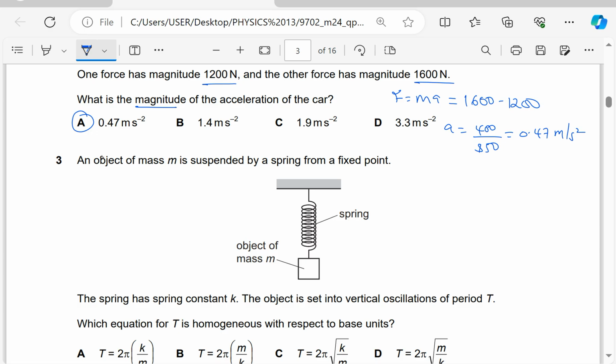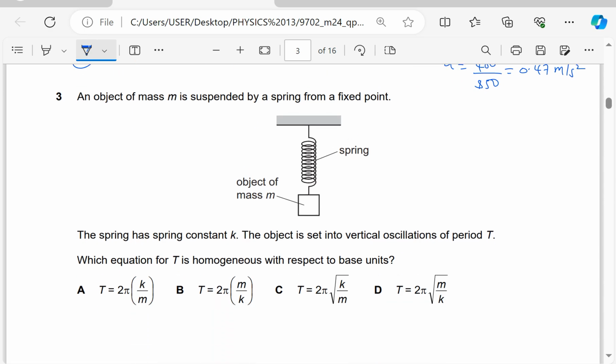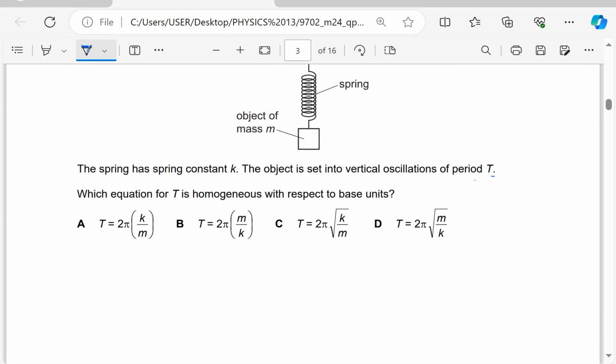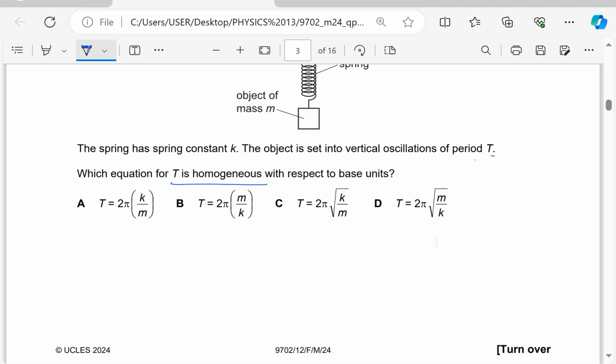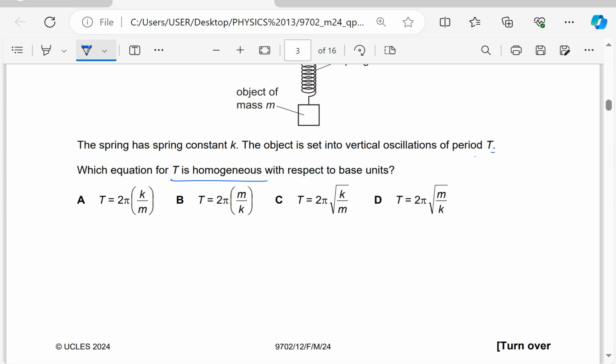An object of mass m is suspended by a spring from a fixed point. The spring has a spring constant k. The object is set into vertical oscillations of period T. Which equation for T is homogeneous with respect to the base units? So we just check the base units. T is period. The base units of T are going to be seconds.